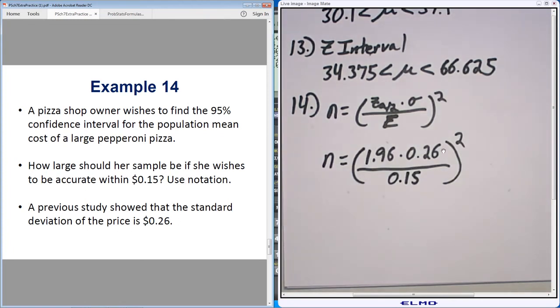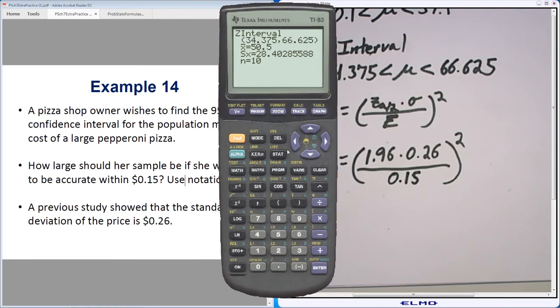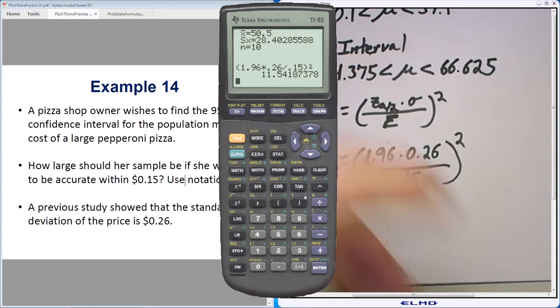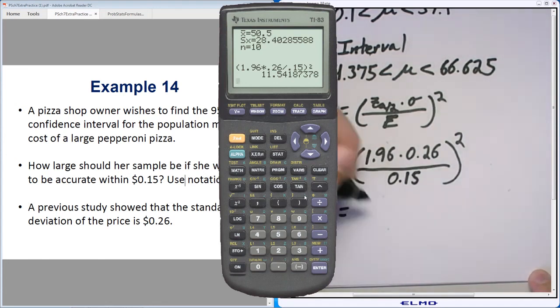Now you can type that exactly as it's shown into your calculator all on one line. The calculator will have no problem with it. What you want to do is open with a parentheses first, and then type in the top, type in the divide, then be sure to close the parentheses and square everything. When you do, you get your answer. So according to this, n should be 11.54 approximately.